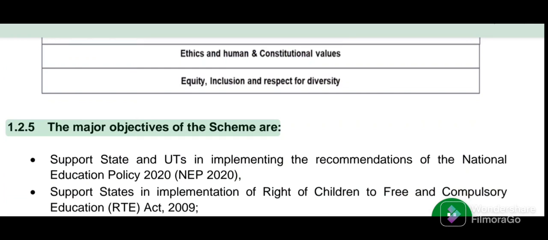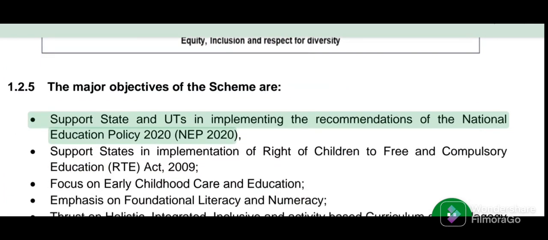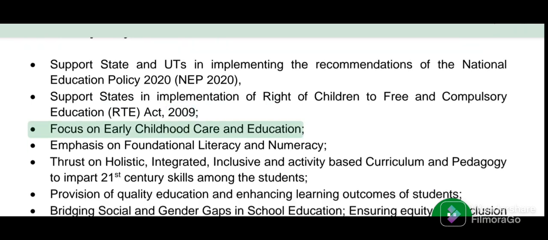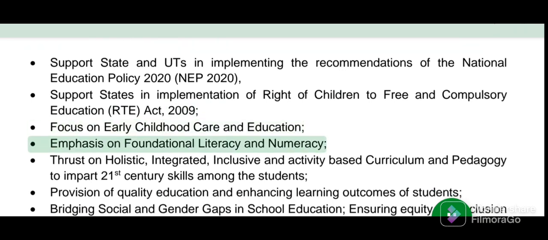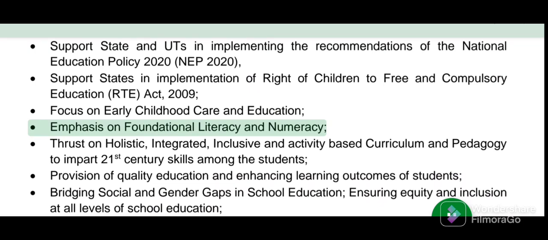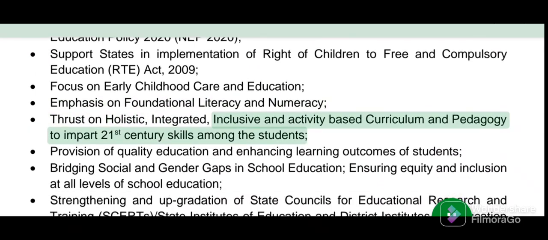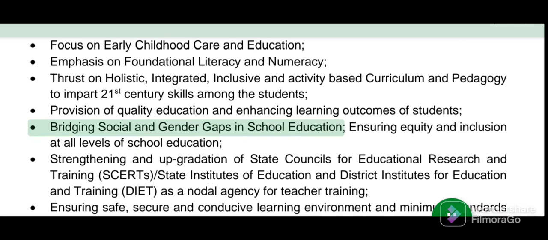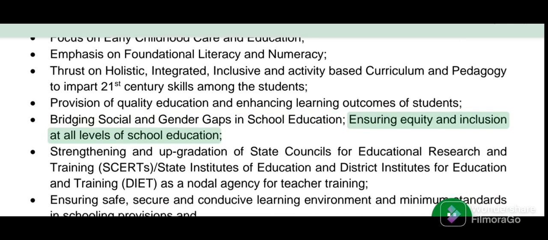1.2.5 The major objectives of the scheme are: support states and UTs in implementing the recommendations of the National Education Policy 2020; support states in implementation of the Right of Children to Free and Compulsory Education (RTE) Act, 2009; focus on early childhood care and education; emphasis on foundational literacy and numeracy; thrust on holistic, integrated, inclusive and activity-based curriculum and pedagogy to impart 21st century skills among the students; provision of quality education and enhancing learning outcomes of students; bridging social and gender gaps in school education; ensuring equity and inclusion at all levels of school education.